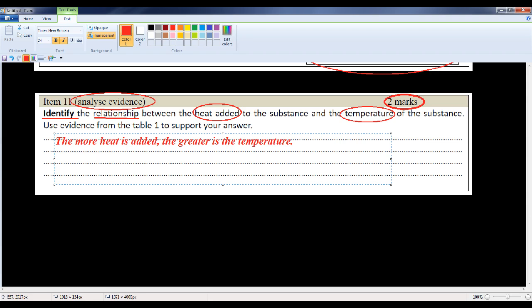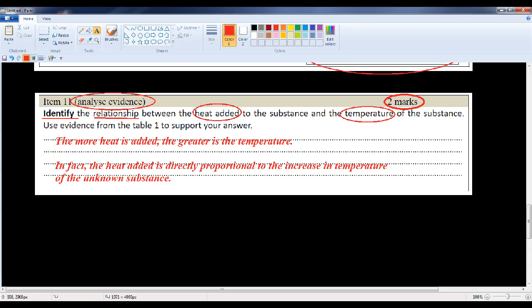You can say, in fact, the heat added is directly proportional to the increase in temperature of the unknown substance. Alright, so that will give you 2 marks.